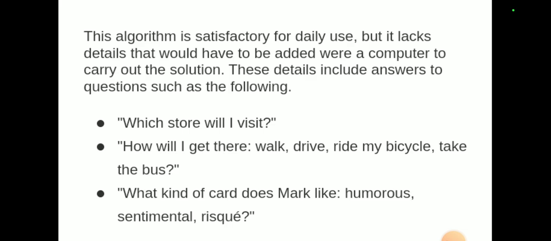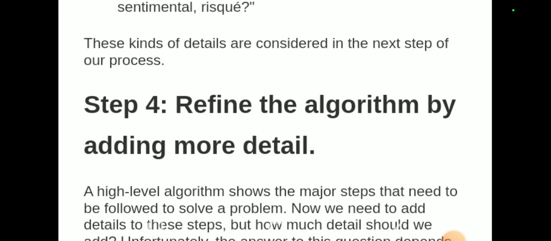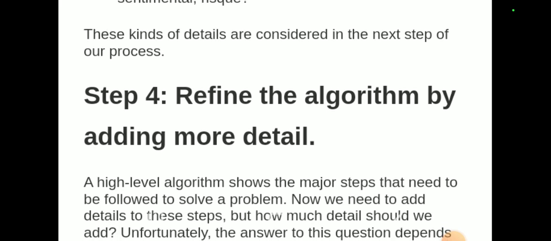These details include answers to questions such as the following: which store will I visit? How will I get there? Walk, drive, ride my bicycle, take the bus? What kind of card does Mark like? Humorous, sentimental, risky? फिर है these kinds of details are considered in the next step of our process.